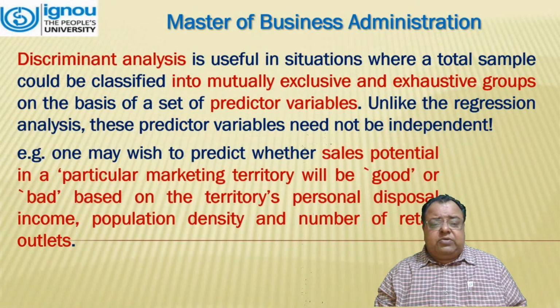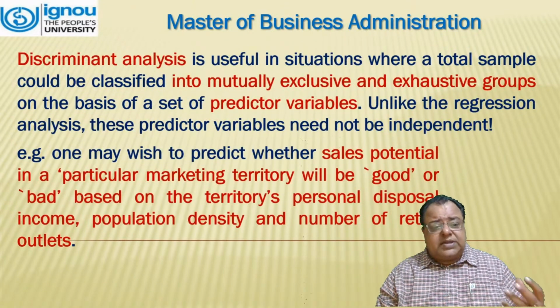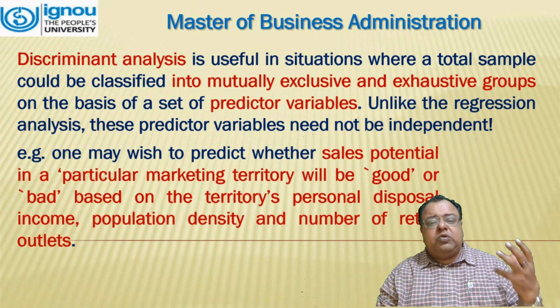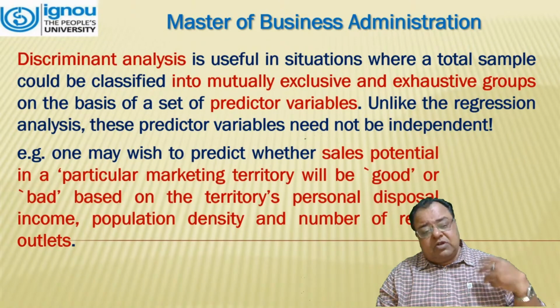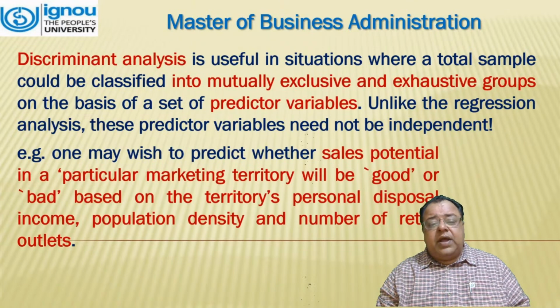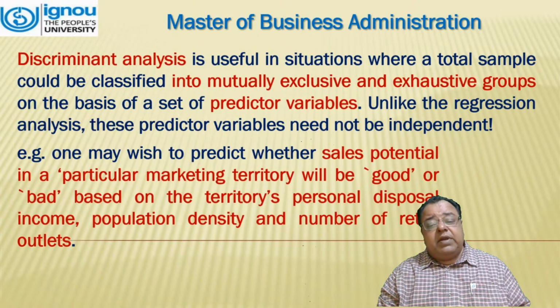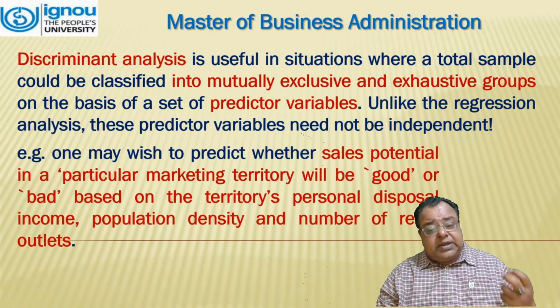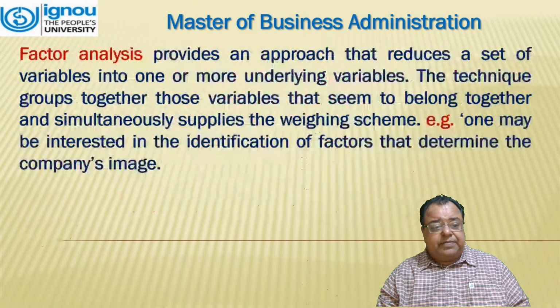Discriminant analysis is useful in situations where a total sample could be classified into two mutually exclusive and exhaustive groups on the basis of a set of predictor variables. Unlike regression analysis, these predictor variables need to be independent. For example, one may wish to predict whether sales potential in a particular marketing territory will be good or bad based on the territory's personal disposable income, population density, and number of retail outlets.